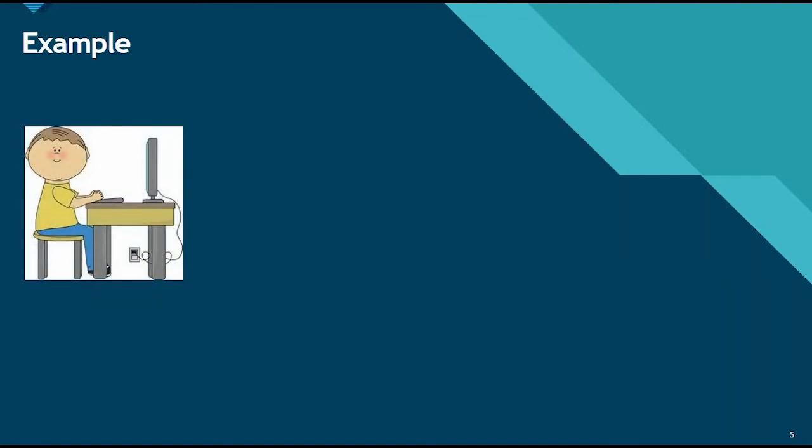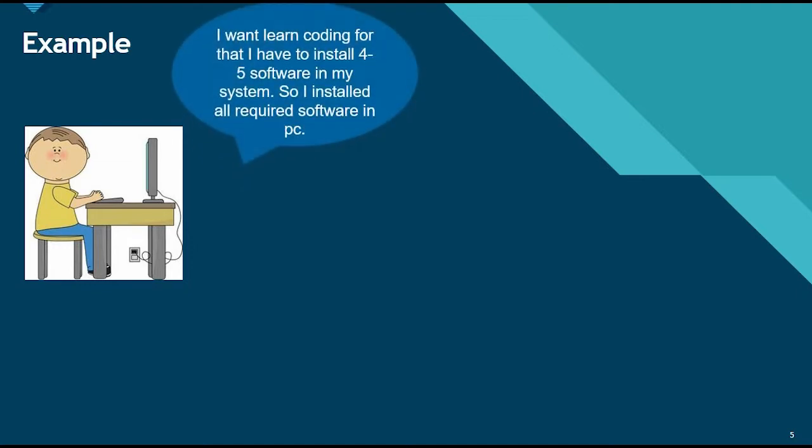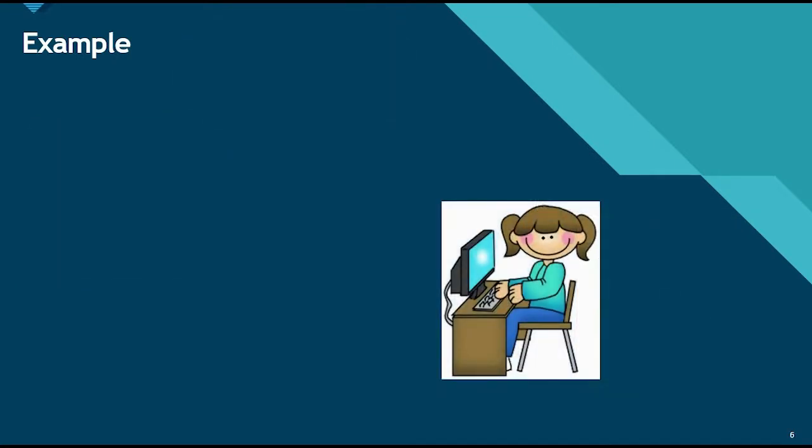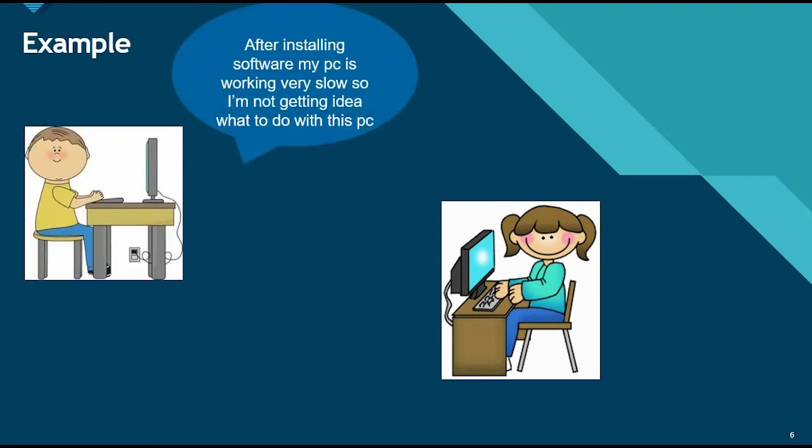Let's understand with an example how a virtual machine is useful. This guy is a beginner and he wants to learn coding. He is telling a fellow friend, I want to learn coding. For that, I have to install 4 to 5 software in my system. So I installed all the required software on my PC. His friend replies, okay. Now he is telling, after installing the software on my PC, it's working very slow. So I am not getting an idea what to do with my system or PC.